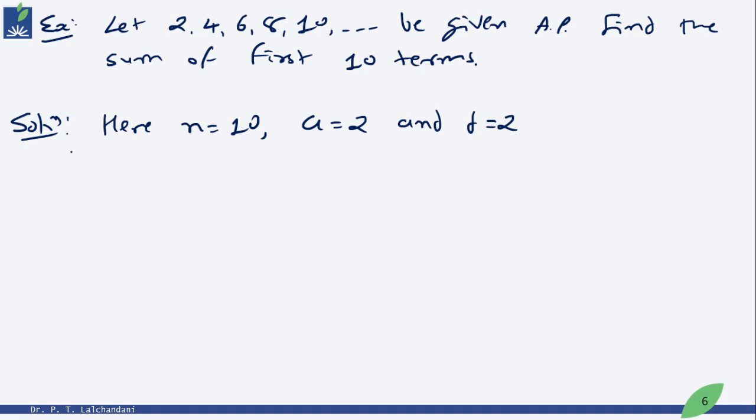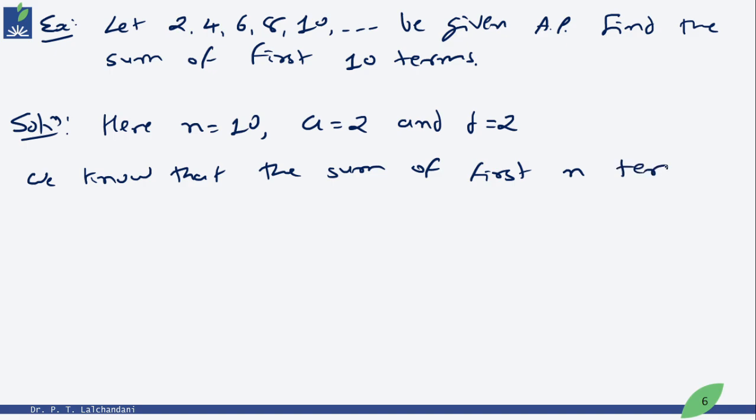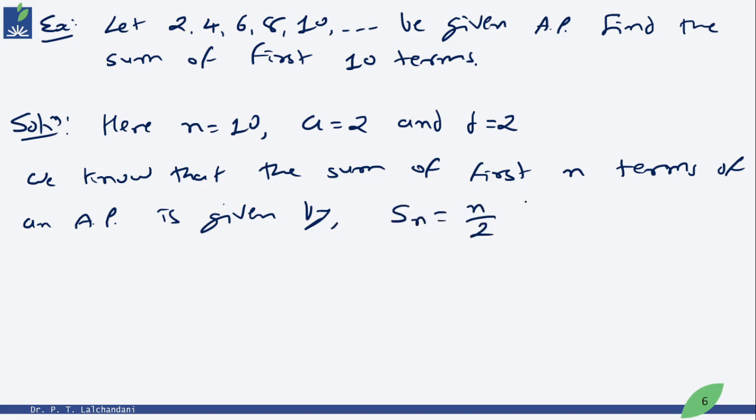Okay. So let us note down the formula. We know that the sum of first n terms of an arithmetic progression is given by, what is the formula? Sn is equal to n by 2 times (2a plus (n minus 1)d).